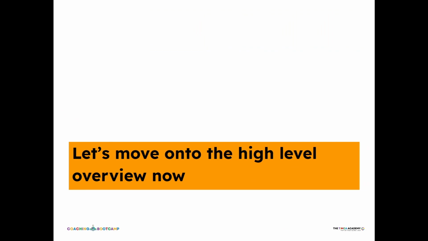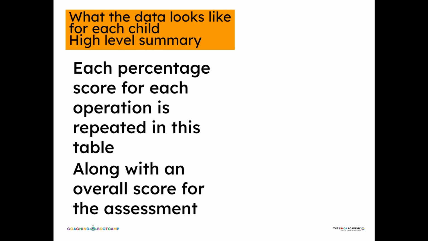Okay, so now let's move on to a more high-level overview. So we've been looking at scores and we've been looking at the entries, the correct answers, etc., for each operation. Let's transform this a bit now. So what happens next is that in the spreadsheet, each percentage score is then repeated again in another area of the spreadsheet, and the overall score for the assessment.